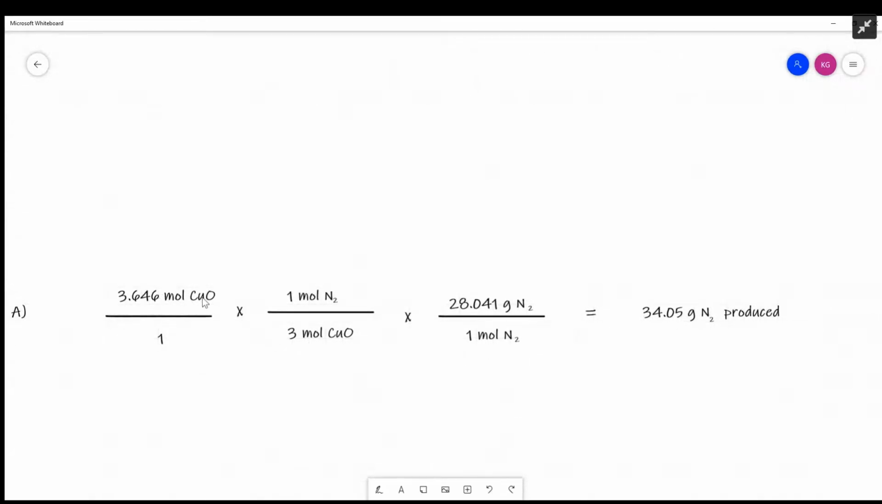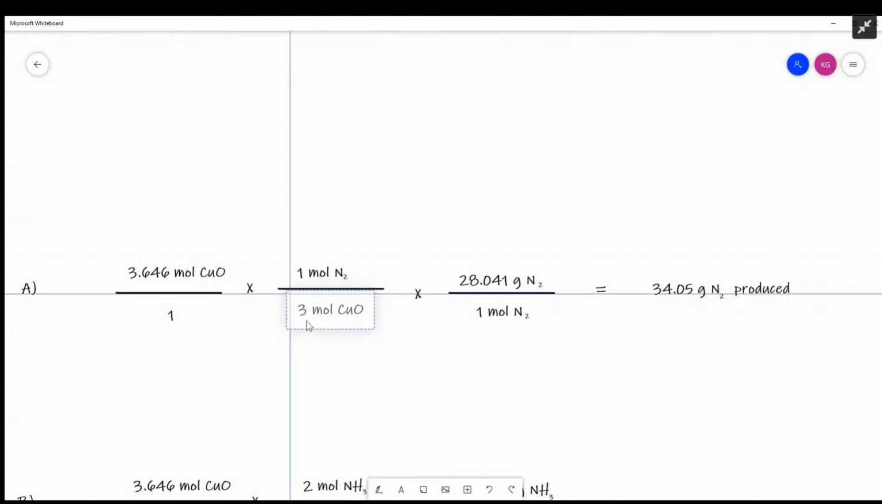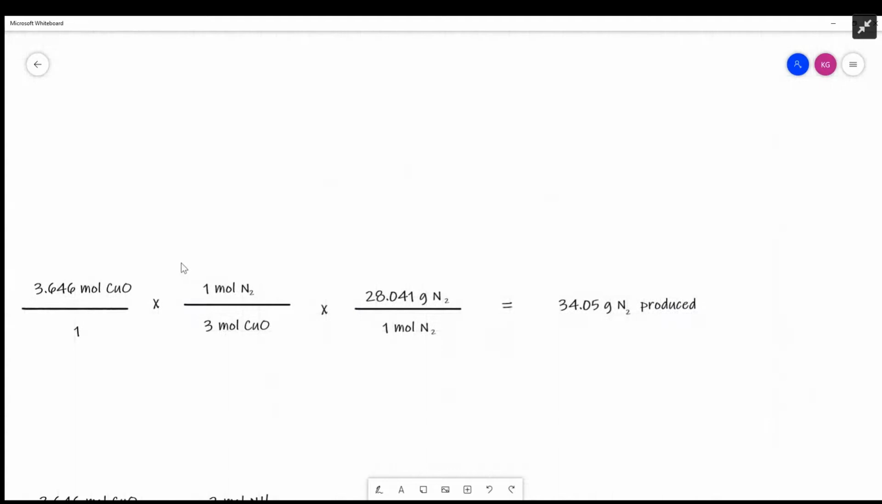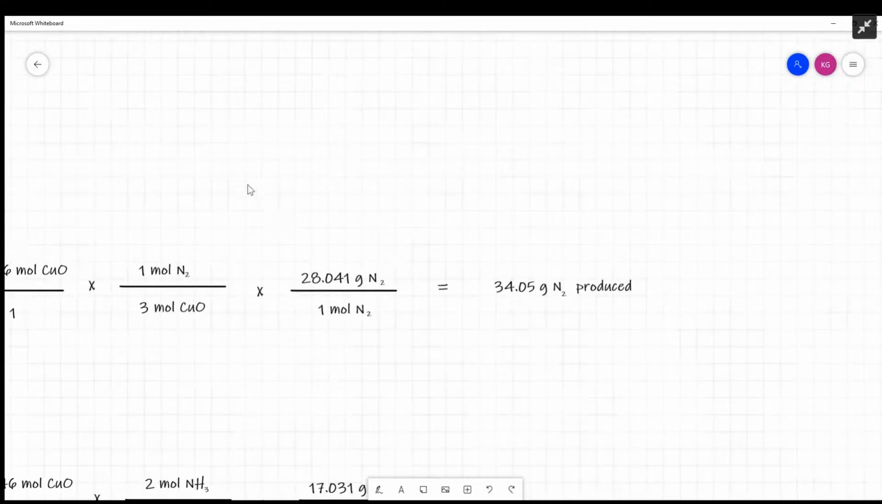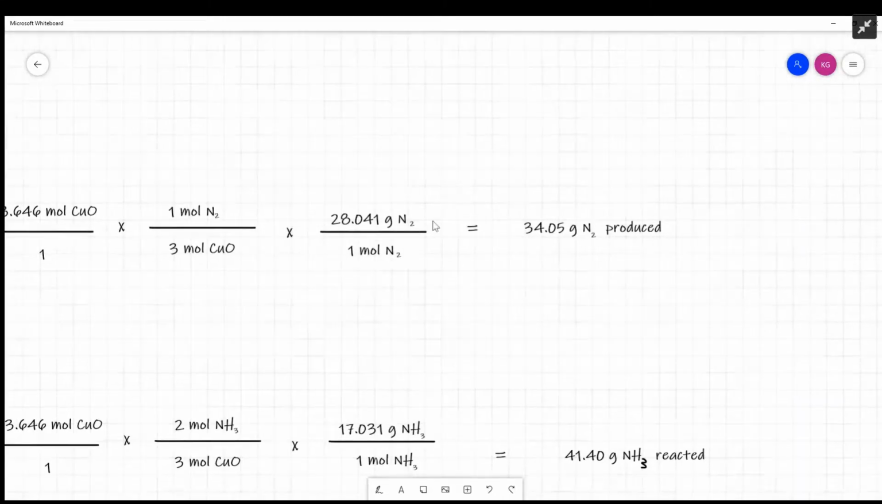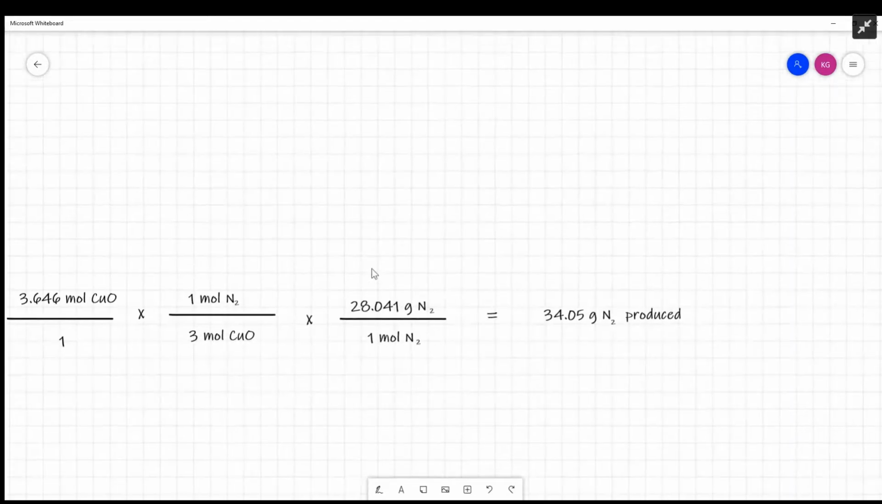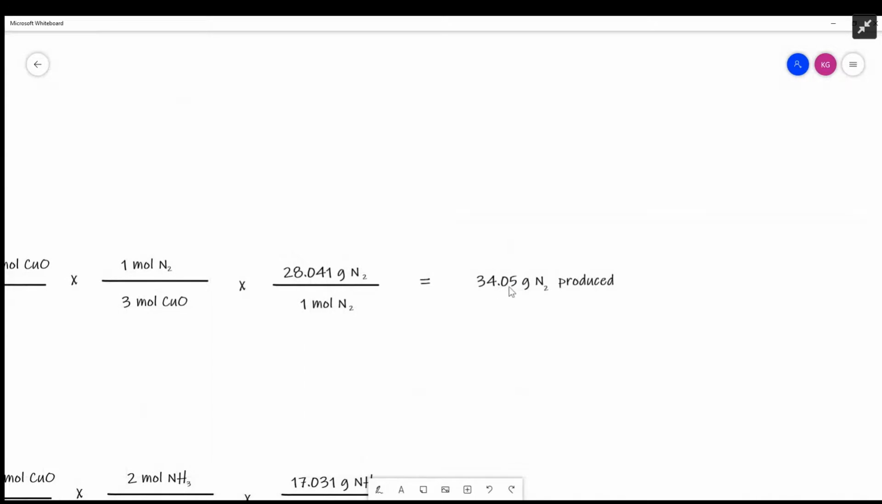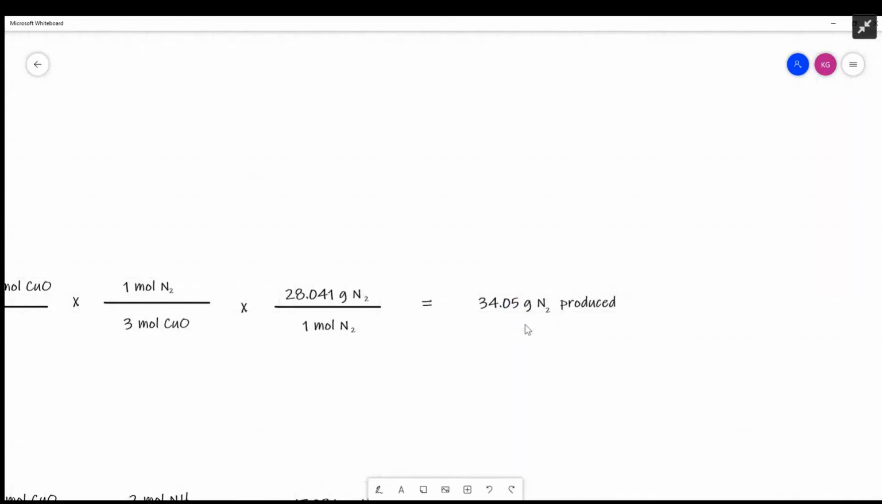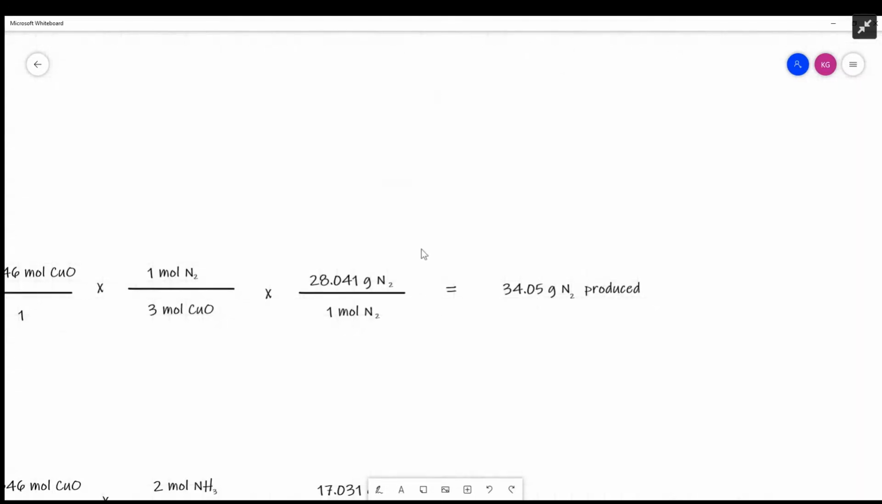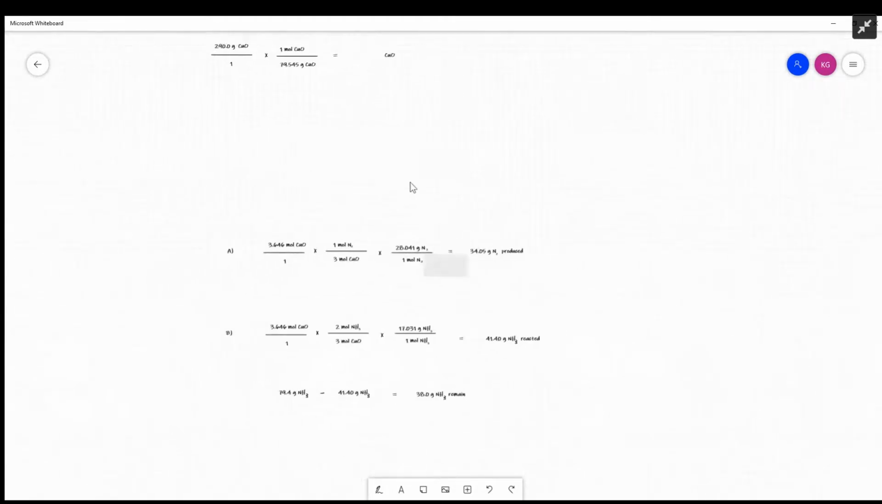So we take our moles of CuO and multiply it by this using the reaction coefficients. So for every mole of nitrogen gas produced, we consumed 3 moles of CuO. So that's basically, again, multiplying by 1. And then we have the molecular mass of nitrogen. It's also basically just multiplying by 1. And we end up with the mass of nitrogen produced. Okay, so we figured that out.